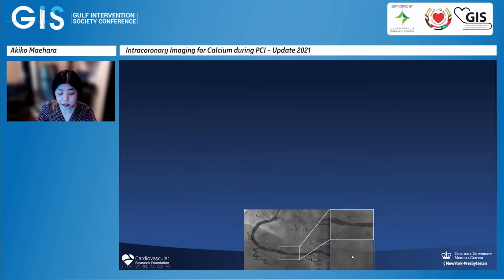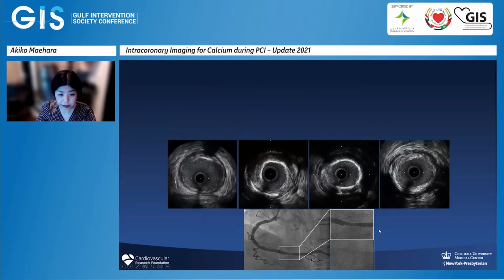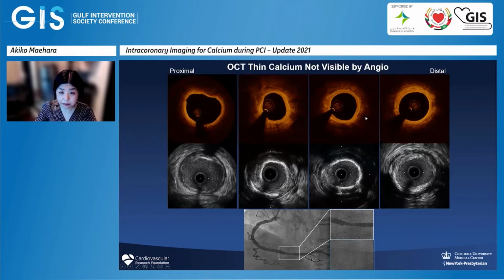You can see there is no calcium by angio, and we checked the IVUS, and we recognized the calcium was actually quite large. And we looked into the same case by OCT, and we recognized that the calcium was quite thin. So those are the typical patterns which we couldn't see by angio, but we recognize by IVUS and OCT. Meaning the thickness of the calcium is thin, therefore the total amount of calcium is not too much, and we couldn't recognize it by angio.